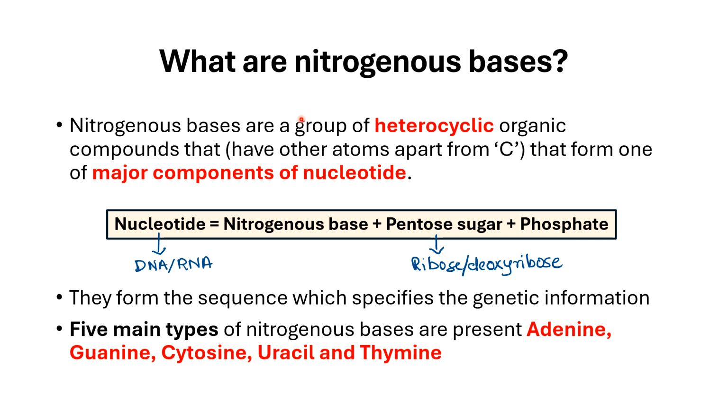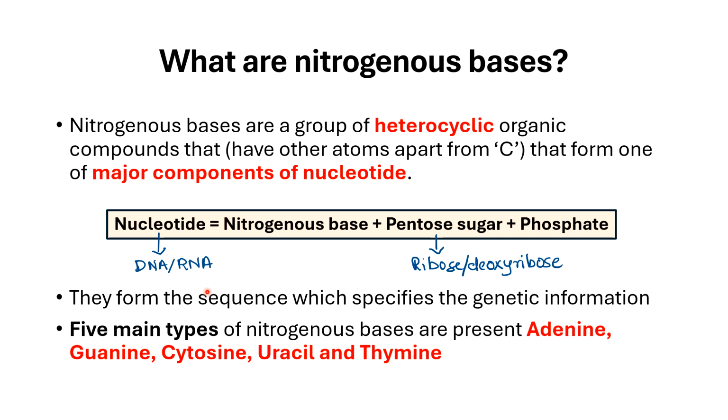These nitrogenous bases form one of the major components of nucleotide. We know nucleotides, what are they made up of? Nitrogenous base plus pentose sugar plus phosphate. Hence, nitrogenous bases are the building blocks of nucleotide. The sequence in which these bases are present specifies the genetic code and hence specifies the genetic information.